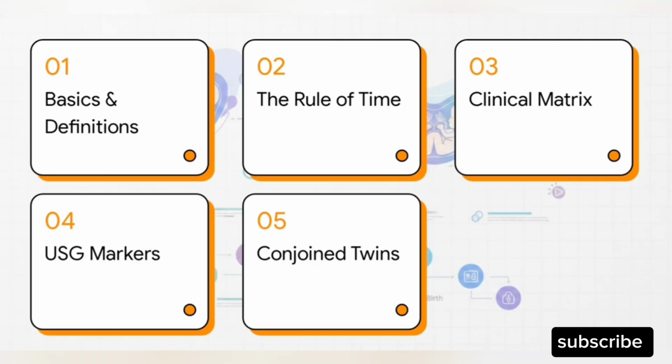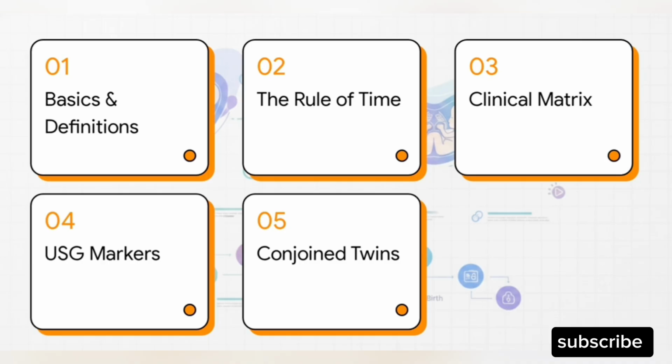Here is our roadmap for today. First, basics and definitions. Then, the all-important rule of time for embryology. Third, the clinical matrix comparing DCDA, MCDA, and MCMA. Fourth, we'll hit those crucial USG markers. And finally, conjoined twins and their complications.